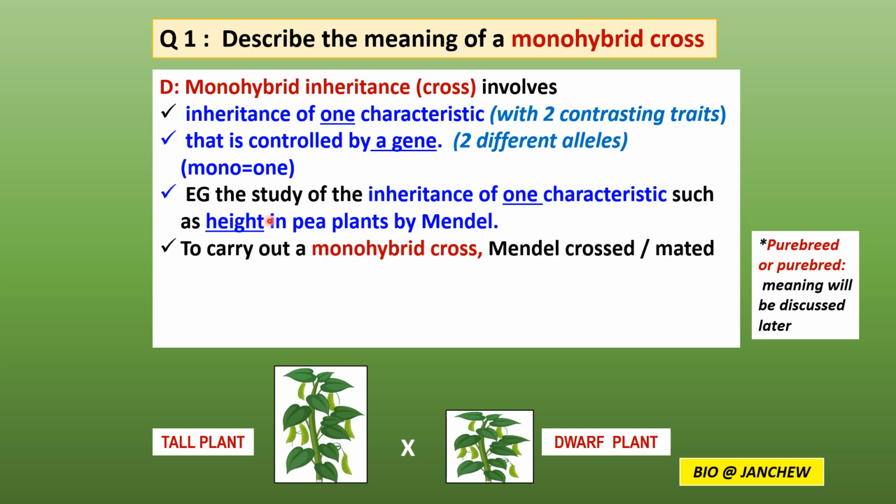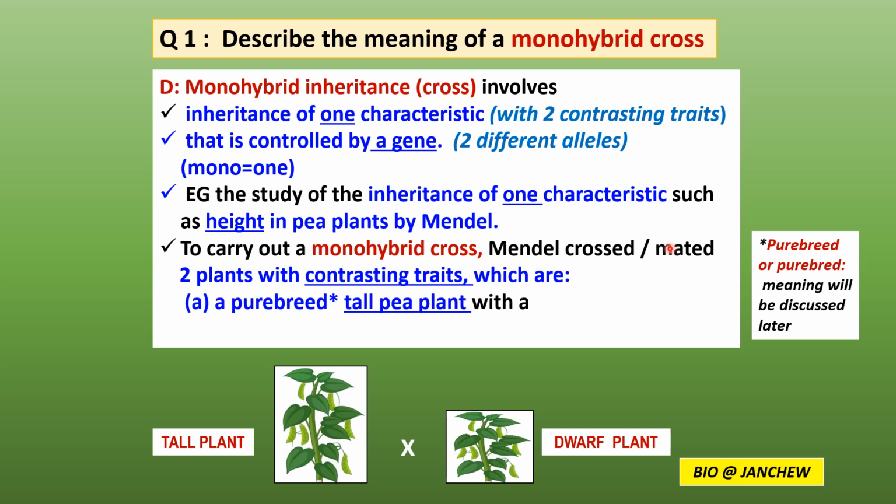So for height, to carry out a monohybrid cross, Mendel crossed, the word cross means to mate. So Mendel crossed or mated two plants with contrasting traits in height, which are a pure breed tall pea plant with a pure breed dwarf pea plant.